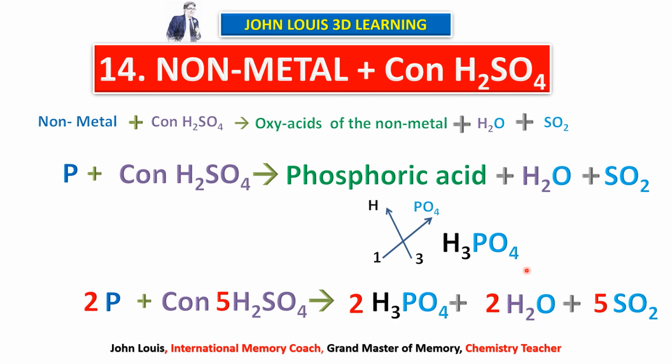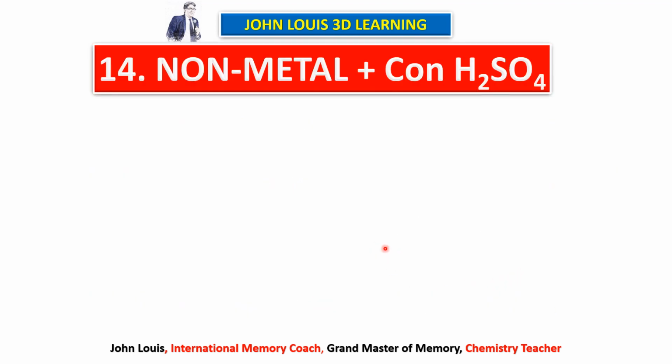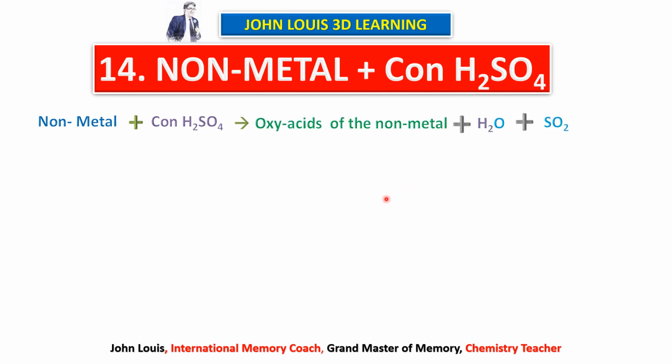Shall we move on to the next type? Or one more example, let's see. Non-metal plus concentrated sulfuric acid gives what? This is what you should be very clear about. The rule should be very clear. Oxy acids of the non-metal plus water plus sulfur dioxide. So next is sulfur. Sulfur plus concentrated sulfuric acid.